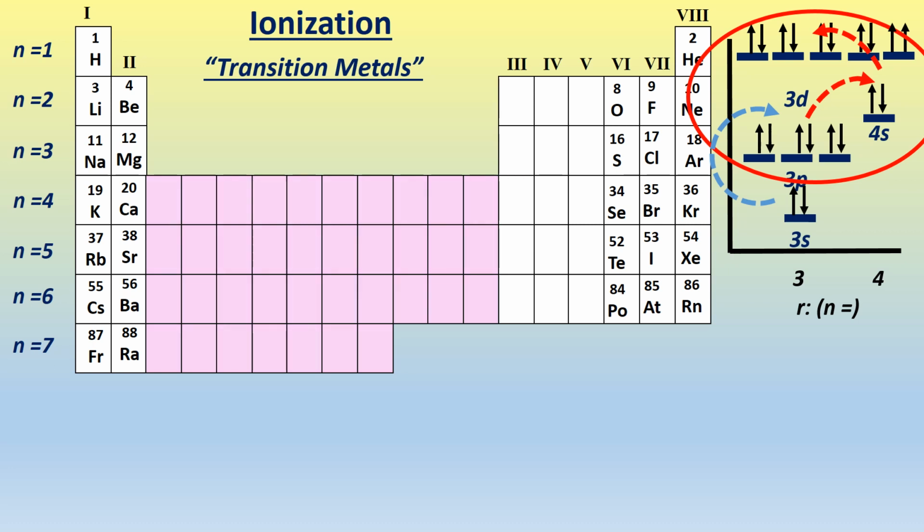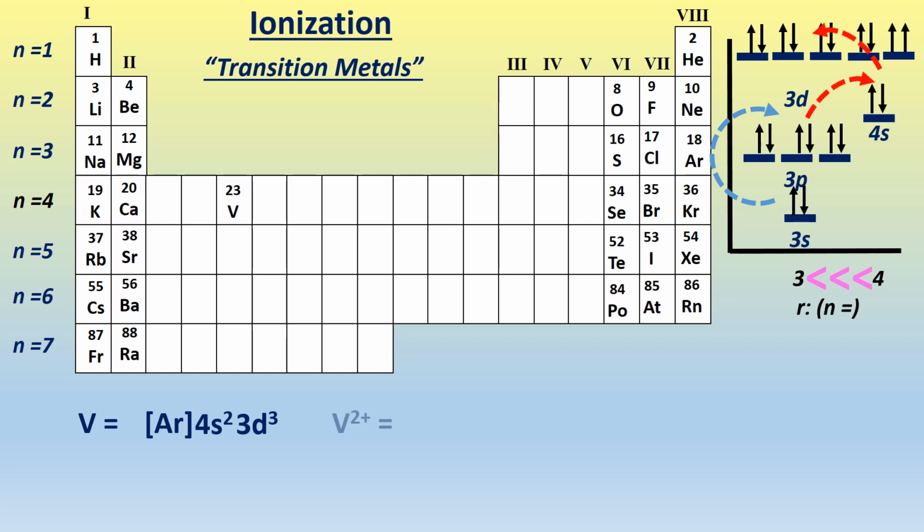This is why the transition metals are always one row behind. So vanadium is going to have an electron configuration of argon, the last noble gas, 4s2, but 3d3. However, ionization is based on the last in being the first out. Again, referring to the diagram, it's quite obvious that 4 is greater than 3, so if I form vanadium 2+, the 4s electrons will leave first, leaving me with 3d3.